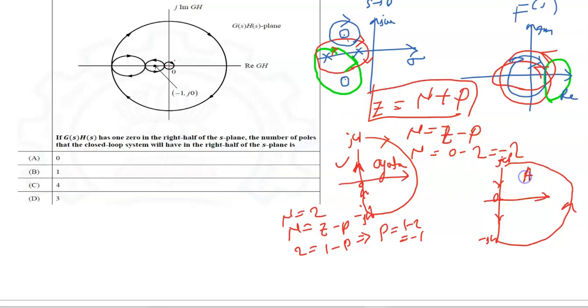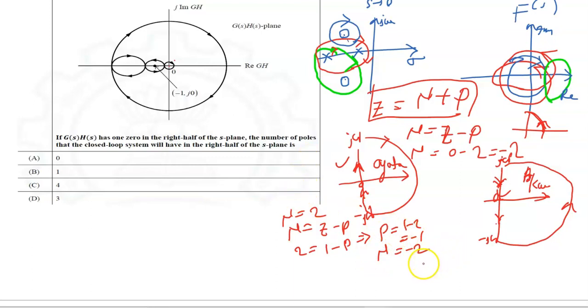Let us move to the automatic control system books. Kuo defines it like this: because this orientation is the actual conventional orientation, because theta is also measured in the counterclockwise direction. So come to this Nyquist path. Here the orientation of the Nyquist path in the S plane is different from the orientation of the encirclement of the origin in the GSHS plane. That means N is equal to minus 2.